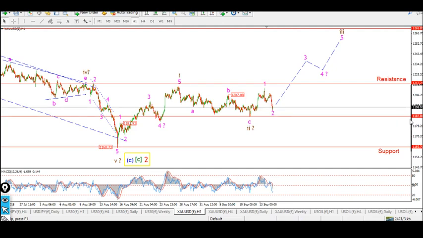Well, you know me, I've been bullish for a long time on gold, but I'm quite hopeful that this will result in the action that I'm looking for to the upside.